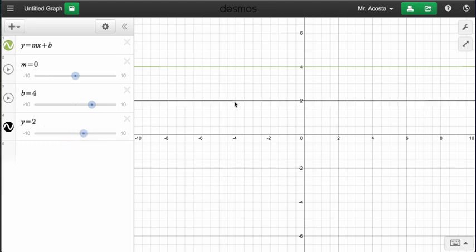Because it's horizontal, the rise over run is 0 over something. My slope is 0, it takes out the mx part, and I'm left with the y-intercept. It also makes sense because if I look at all these points, what do they have in common? The y value is always 2. The y value is always 2. This line is called y is equal to 2.